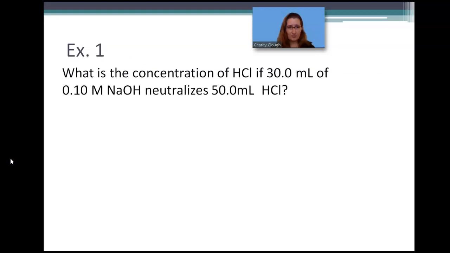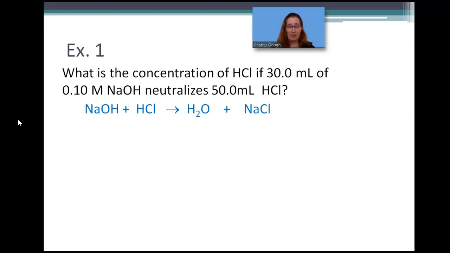So I have a couple different examples here for you to look at to see how this works. So in number one, we're looking for the concentration of an acid, and we know the volume of the base that it took to neutralize the acid that we have. So we know the volume of the acid, we're looking for its concentration. We know the volume and concentration of the base. Here's the formula that this reaction would have.